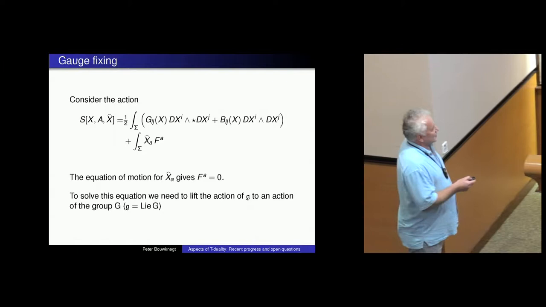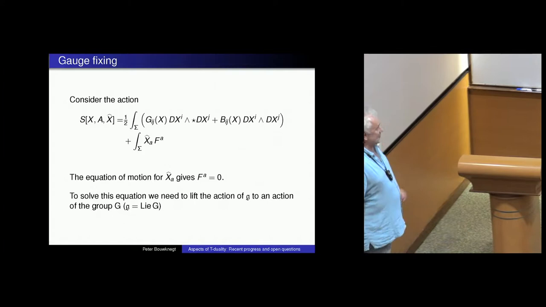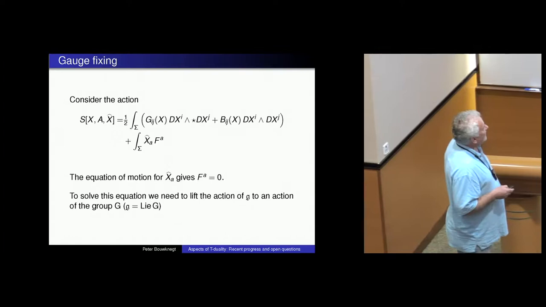Okay, so we need to solve this equation, F_A equals zero. And of course, in order to do that, we really need to know not just the infinitesimal symmetry, we need to know a global symmetry. So let me do this for a particular model. And well, we'll see what comes out.